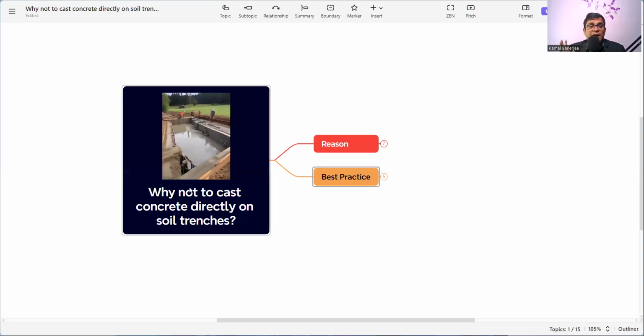So stay tuned until the end to get the full information about why not to cast concrete directly on the soil trenches and what is the best practice to do that.